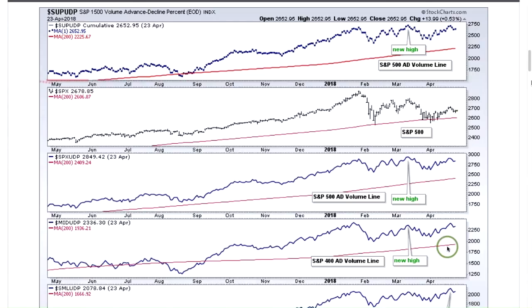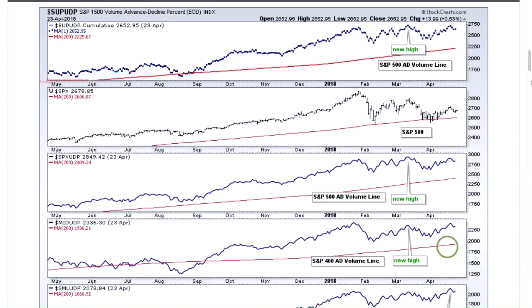But when it comes to volume, Apple is going to have a lot more volume. So when it goes up, its volume is going to count a lot more than, say, when Delta goes up or a smaller stock that trades a lot less volume. So I think the AD volume lines better reflect what's happening with large caps.